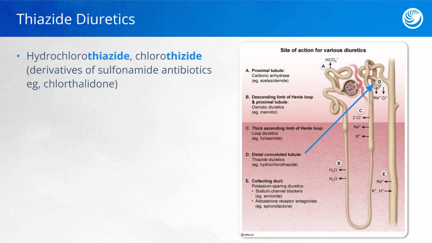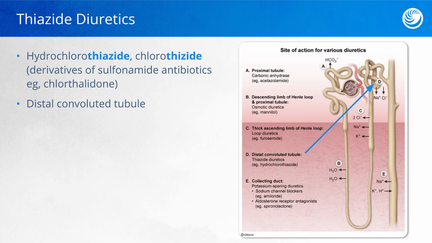These include hydrochlorothiazide, chlorothiazide, and chlorthalidone. These drugs have a similar chemical structure to sulfonamide antibiotics, and this is important to know as these antibiotics are often associated with allergies, so there is a risk of cross-reactivity with thiazides.